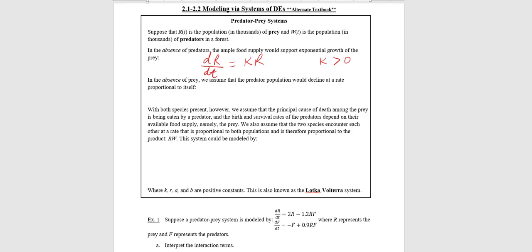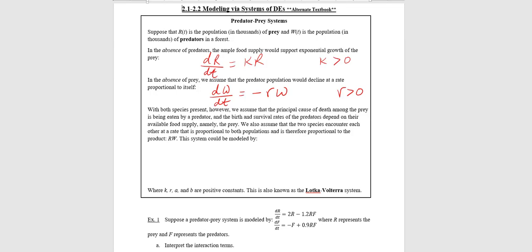On the other hand, if we didn't have prey, the predator population would eventually die out because they wouldn't have anything to eat. So for the predators, we could say the rate of change for their population, dW/dt, is negative rW. Again, r is a positive constant, but it's negative because the population would be declining.